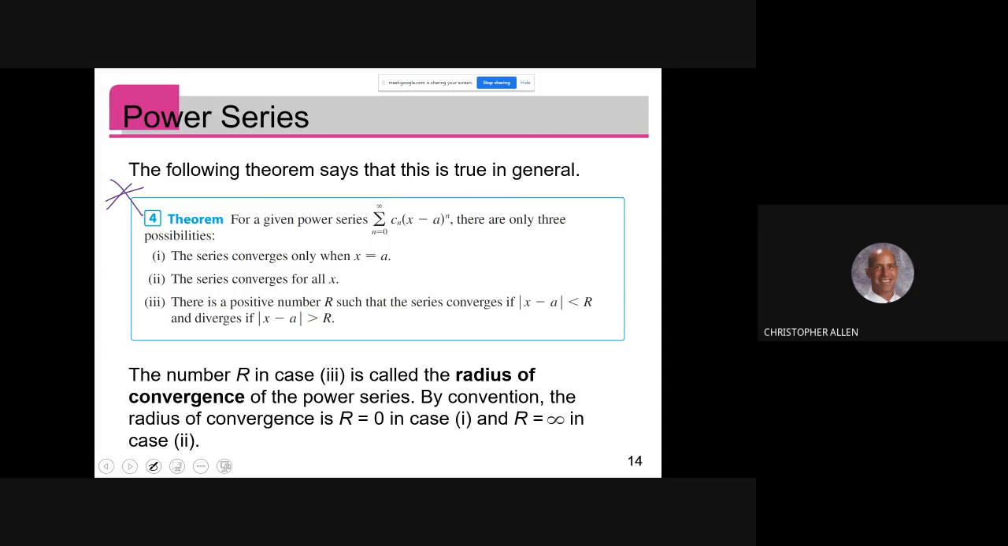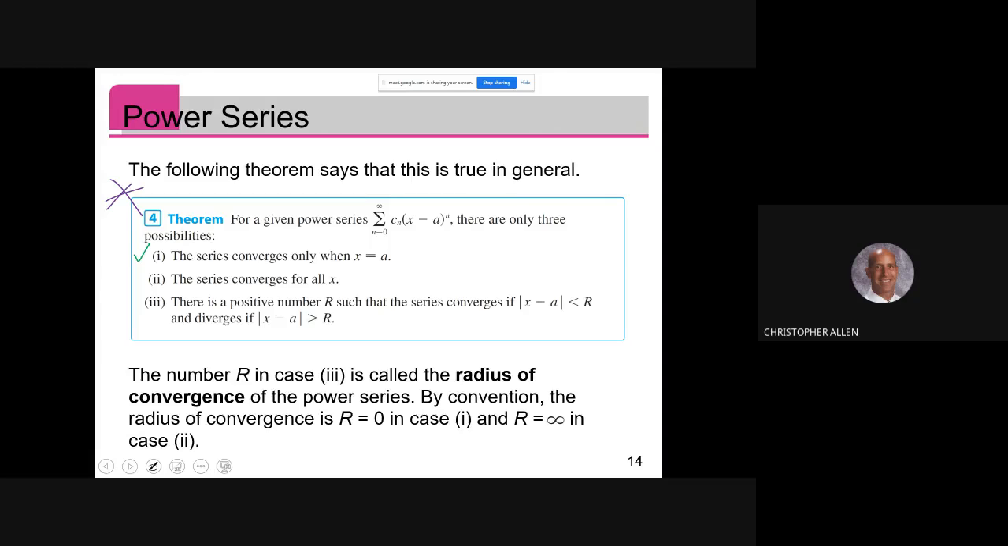All right, so for the following theorem, it says, this is true. For a given power series, the sum from n equals 0 to infinity of some constant c sub n times (x minus a) to the nth, there are only 3 possibilities. 1, I've already mentioned this one, the series has to converge at its center, basically, which we've already mentioned. In fact, the first example was based on that.